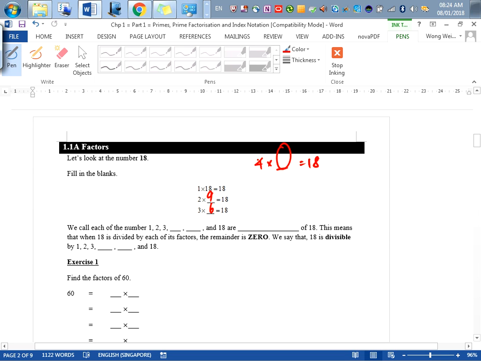Okay. Let's try 5. 5 times what equals 18? Will I get a whole number? No, I won't. I will get a decimal point. So I don't even want to try 5. What about 6? 6 times what equals 18? 3, right? 6 times 3.